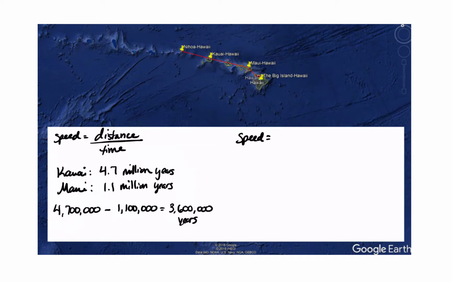Speed equals 35,614,451 centimeters divided by 3,600,000 years. Complete the calculation using your calculator then input the answer into the video quiz interface. Round to 2 decimal places and be sure to input the units of measurement.